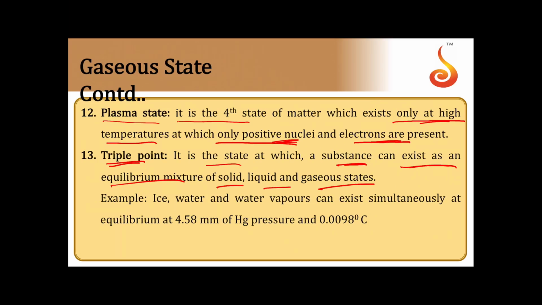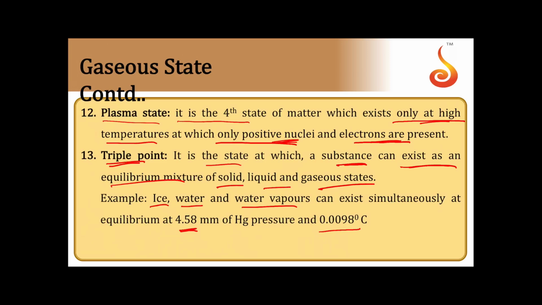For example, when you consider water: ice is the solid state, water is the liquid state, and water vapor is the gaseous state. All three should exist at equilibrium, and the conditions are 4.58 mm of pressure and 0.0098 °C. All three states of H2O exist in equilibrium simultaneously. That point is called the triple point. At the triple point, all three states of matter, gas phase, liquid phase and solid phase, will be in equilibrium.